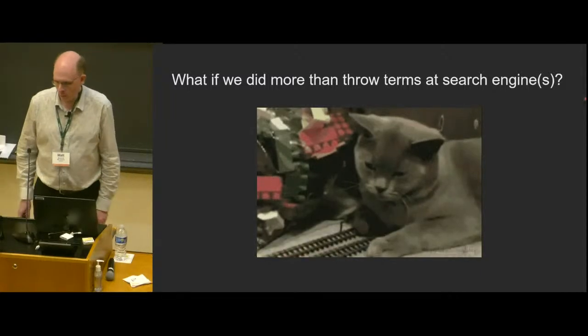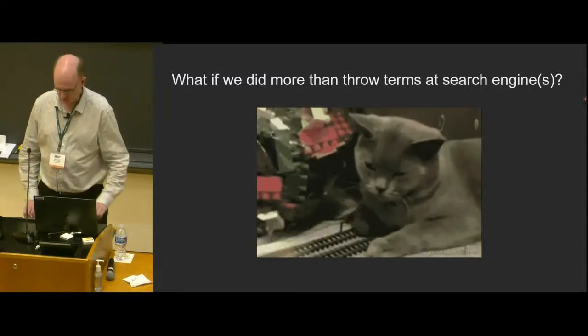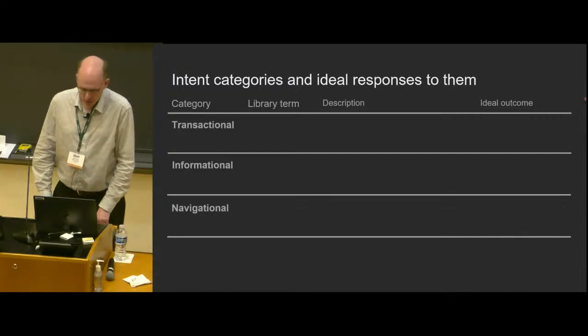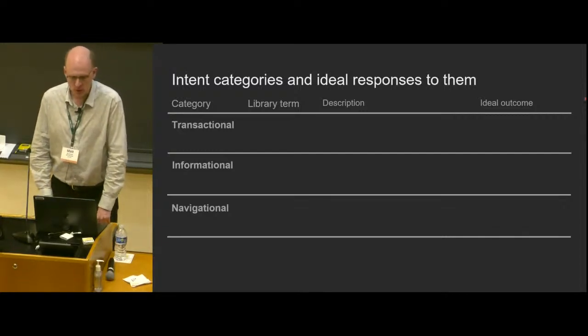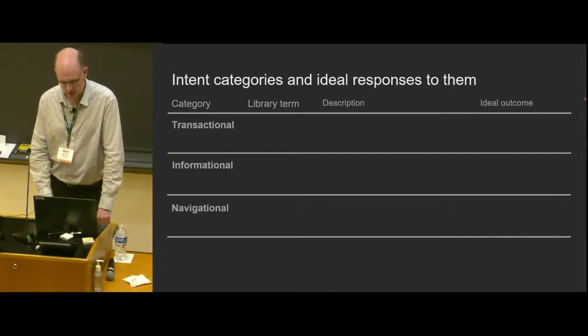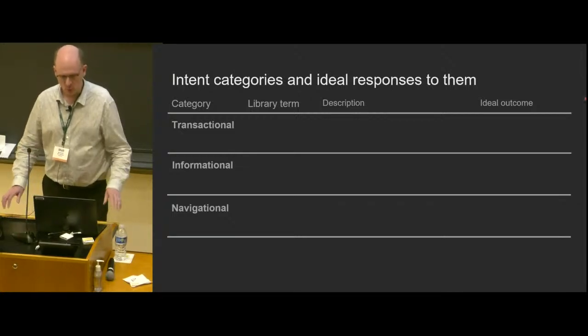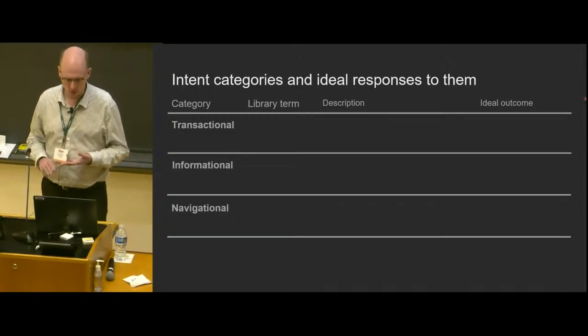So what if we did more than just throwing terms at search engines? Doing more than throwing terms at search engines is where user intent and the taco system comes into play. User intent when searching can be broken down into several broadly understood categories. Names for these categories differ from field to field, and some aren't relevant for a library context, but we focused on 3 categories to guide our work so far.